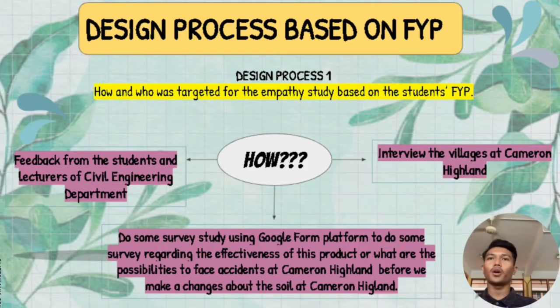Okay, going for next slide, we have design process based on FYP. Design process 1. How and who was targeted for the attempt study based on the student FYP? How? So how we proceed with this FYP project? From feedback from the student and lecturer of Civil Engineering Department. Second, interview the villagers at Cameron Highland. And lastly, do some survey studying using a Google Form platform to do some survey regarding the effectiveness of this product, or what are the possibility to face accident at Cameron Highland before we make a change about the soil at Cameron Highland.